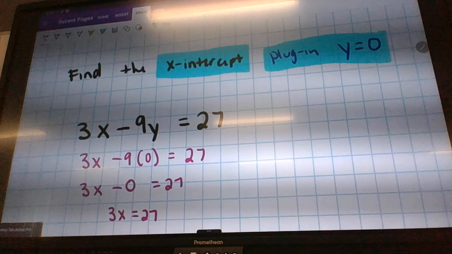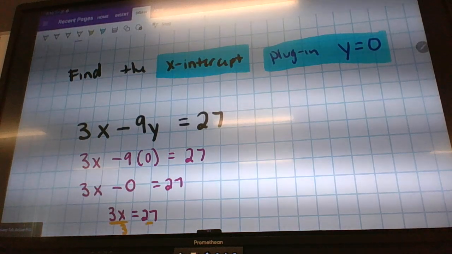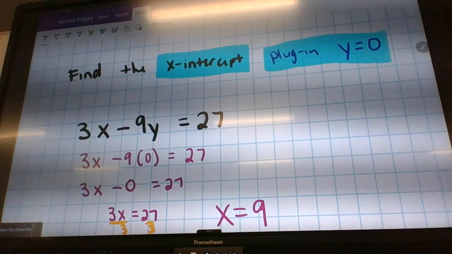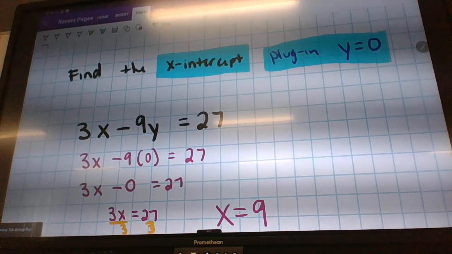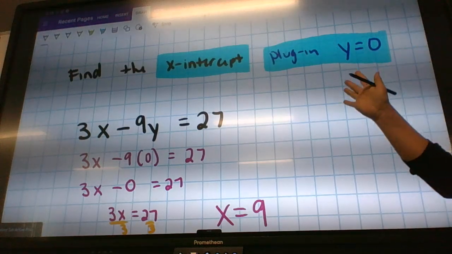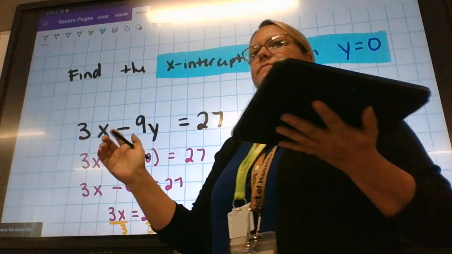On this, I only need two more. Can you please give me those two more for the bingo? So if you're finding x- and y-intercepts, remember you plug the zero in for the one you're not finding.